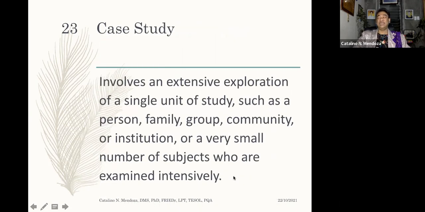Another one is case study. It is basically made for a specific group of people, like business, economics or industry, or any organization. It involves an extensive exploration of a single unit of study, such as a person, family, group, community, or institution, or a very small number of subjects who are examined intensively, like what I have done, the case study of a person with cognitive disability.